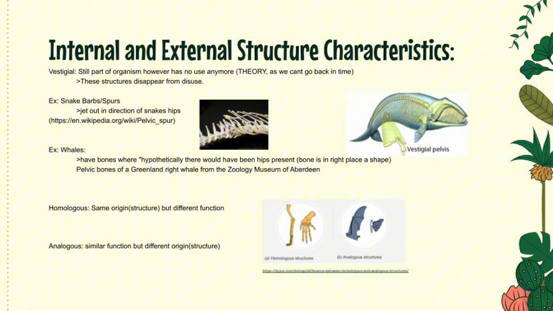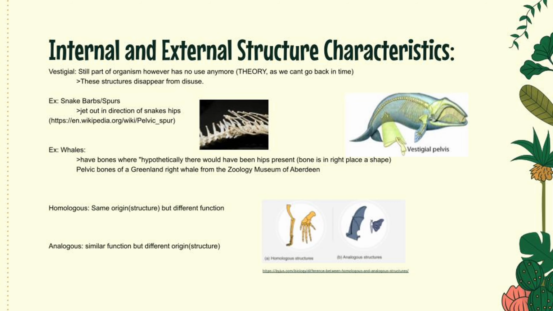Now lastly, to go deeper into internal and external structures, we have 3 types. The first one is vestigial, which means they're part of an organism, however they are of no use right now or anymore, and it's a theory because we can't go back in time to make sure, so it's still a theory, but it's pretty promising, and these structures will disappear over time after disuse. For example, we have snake barbs or spurs which jut out in the direction of snake hips, and then we have whales where they have bones where hypothetically the hip bone would be present, and the bone is in the right shape and place. We have pictures of both.